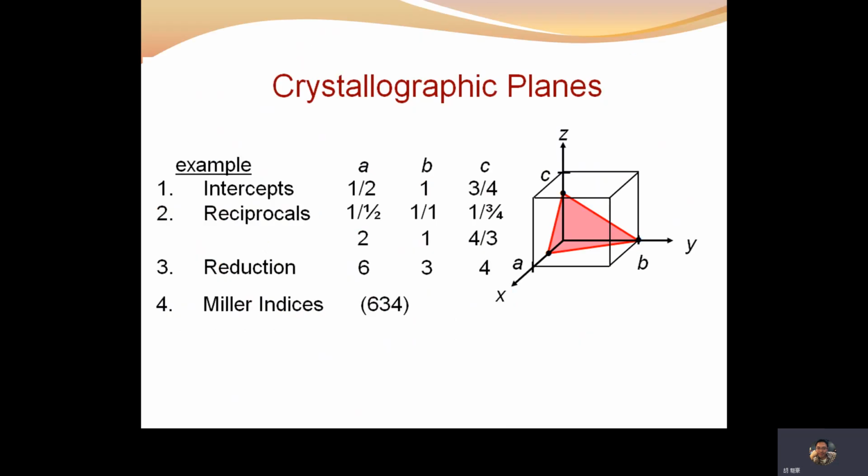Okay, let's look at the other example like this. How to define this plane? We have to figure out the intercepts on x, y and z, right? So the intercepts are 1/2, 1, and 3/4. And we take the reciprocal. We get 2, 1, and 4/3. After reduction it is 6, 3, 4. So its Miller indices are 6, 3, 4. Use these Miller indices to identify this plane.